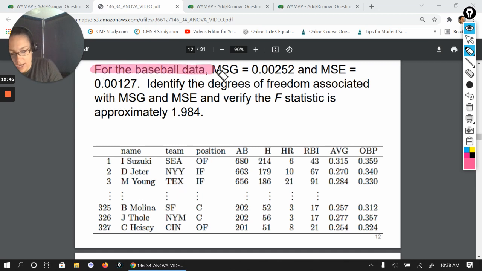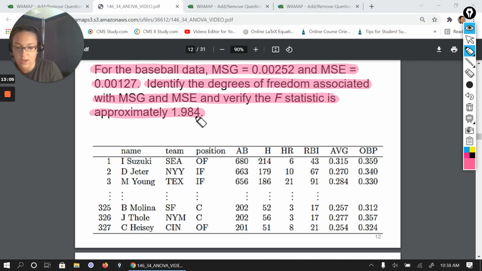For the baseball data, MSG equals 0.00252, so that's given to us, and MSE equals 0.00127, also given to us. Identify the degrees of freedom associated with MSG and MSE, and verify the F statistic is approximately 1.984.